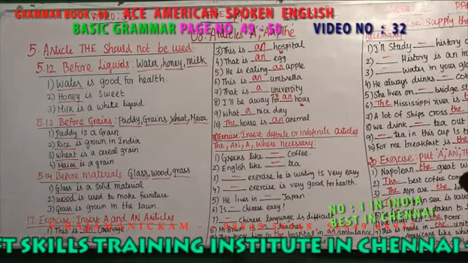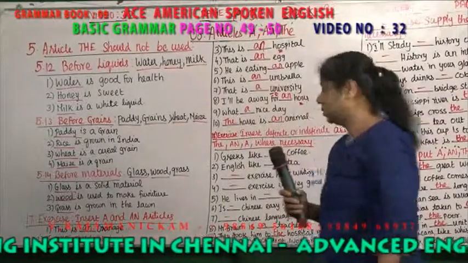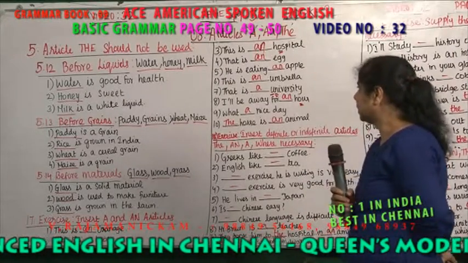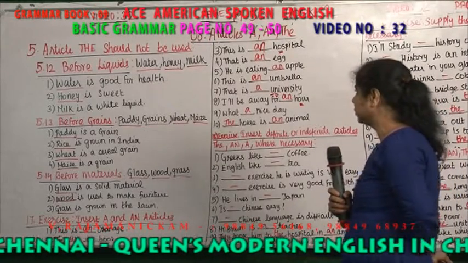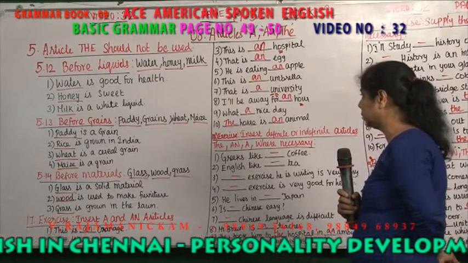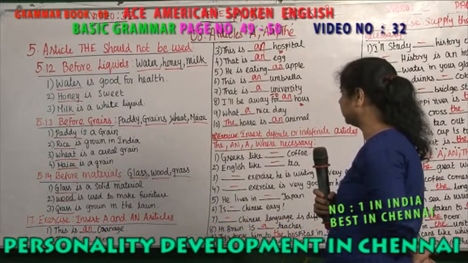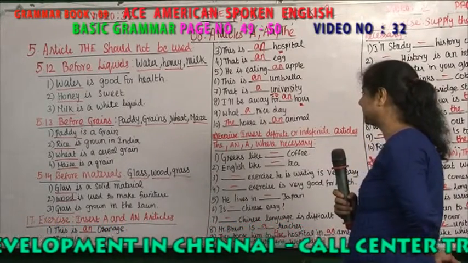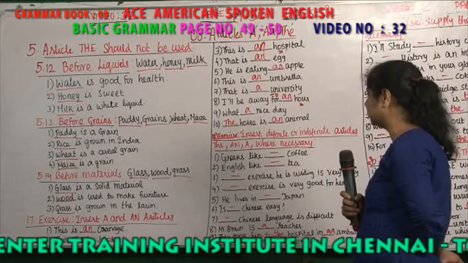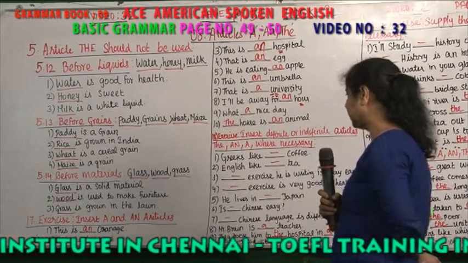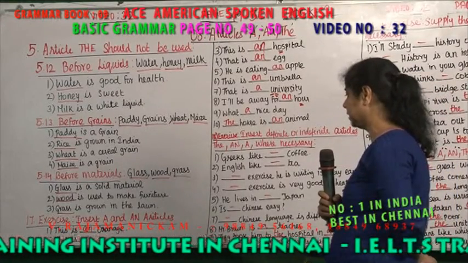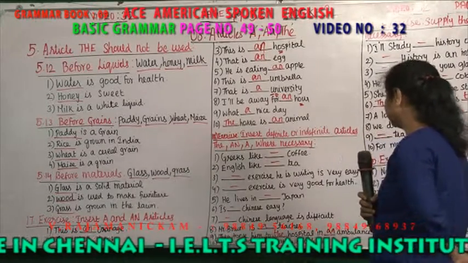Today we learn about articles. Article the should not be used before liquids. Liquid: water, honey, milk. Water is good for health. We are not supposed to put the before the grains. Good. Then before materials, we should not put the article. Then exercise. Insert a and an article. This is an orange. That is a book.